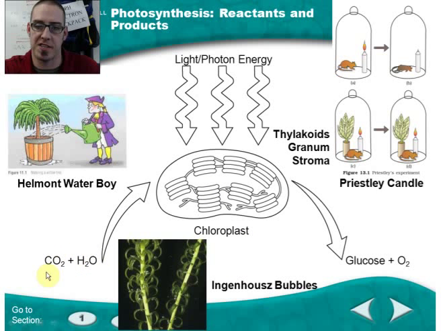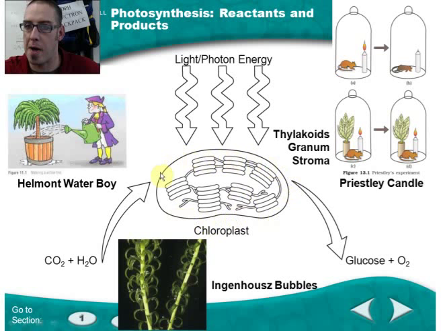What does photosynthesis take in to get these bubbles? It takes in carbon dioxide into the stroma. It takes in water into the thylakoids in the granum, and it produces glucose in the Calvin cycle in the stroma, and it produces oxygen in the thylakoid membranes.